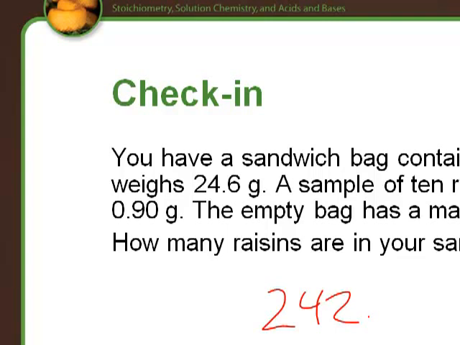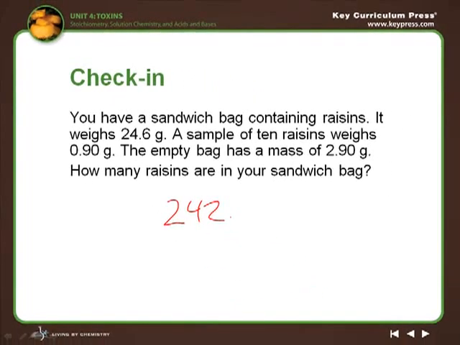However, you can see that you have a number of raisins in your sandwich bag. Now, the cool thing about this is you could tell me how many carbohydrates are in 242 raisins. What would you need to know to tell me how many carbohydrates are in 242 raisins? The amount in one. You just need that proportion, and you could keep going, right? So we could easily determine that.